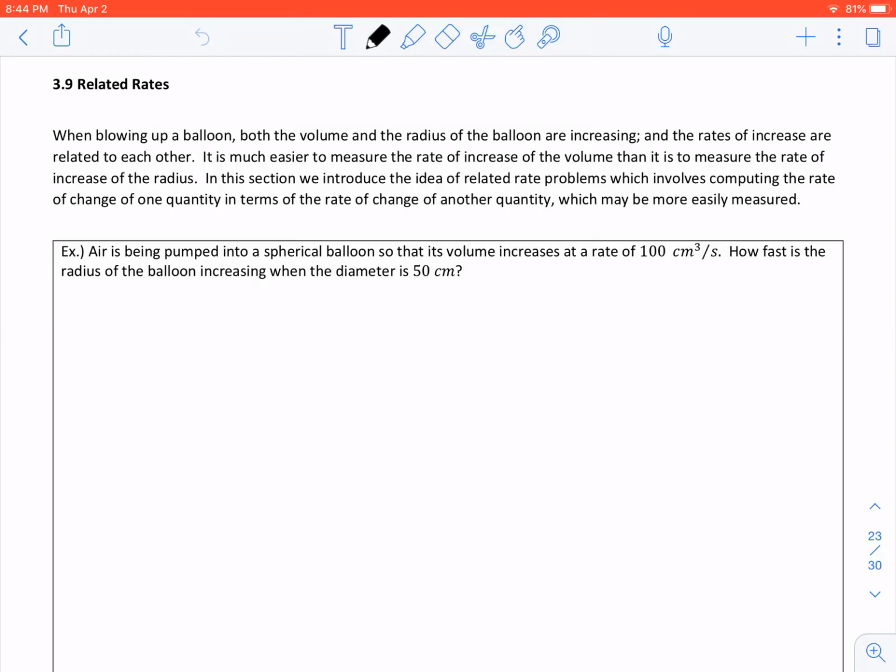So first of all, this section's big. You can expect to see a problem on your exam, and you can expect to see a problem on your final that's coming from 3.9 related rates.